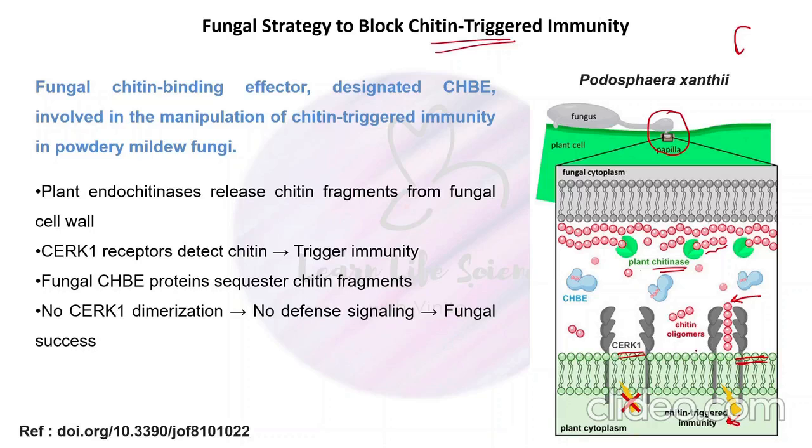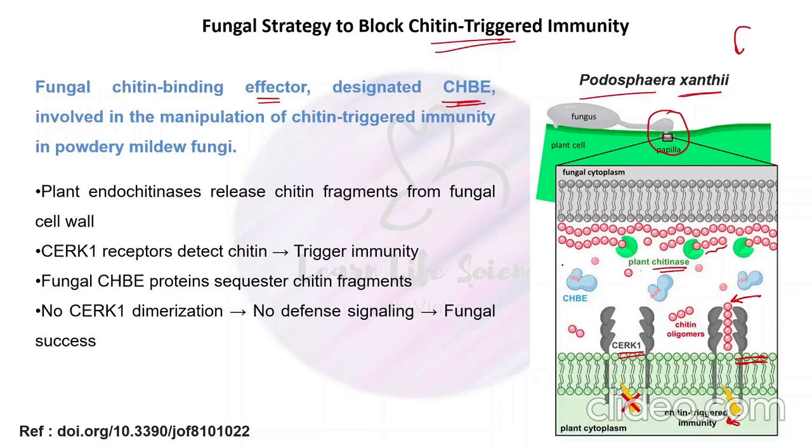Now basically what happens is that a fungus, namely Podosphaera xanthii, has been reported to produce an effector protein which is named CHBE, that is fungal chitin binding effector.